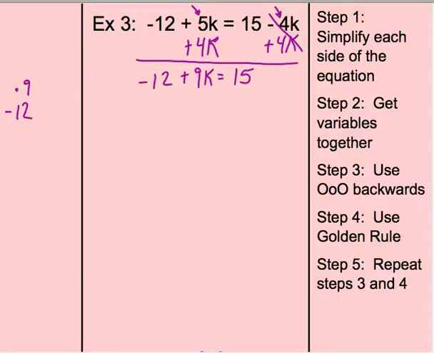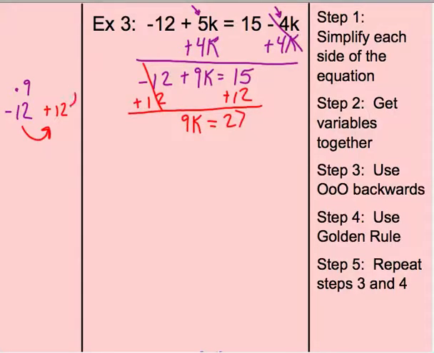So to solve, I'm going to work backwards and cancel my -12 by adding 12 to both sides. So the -12 and the positive 12 cancel, leaving me with 9k, and 15 + 12 is 27. Continuing to work backwards to cancel my multiplication of 9, I'm going to divide by 9. On the side with my k, my 9's cancel, and 27 divided by 9 is 3.